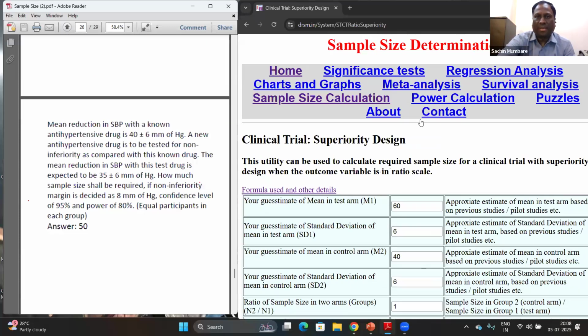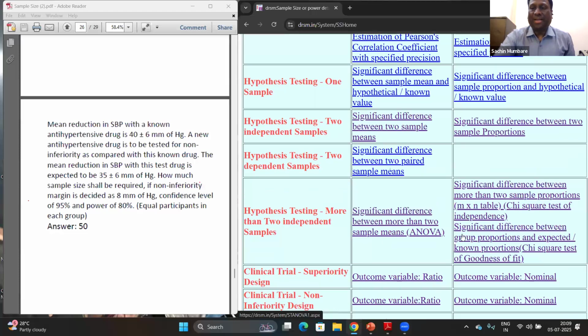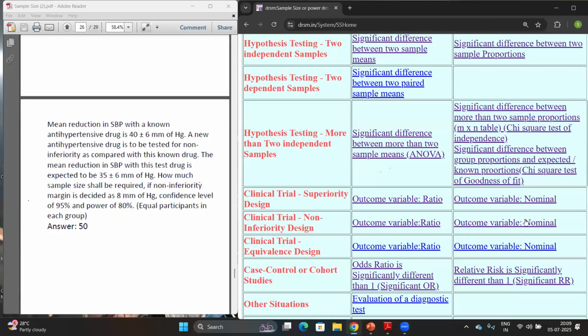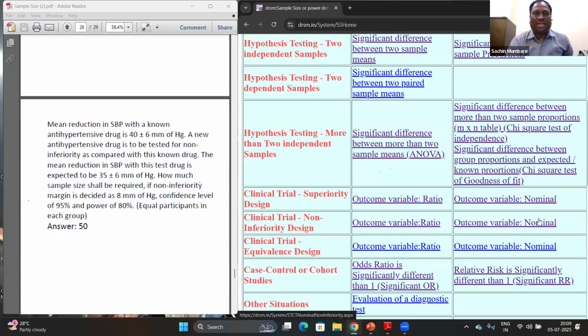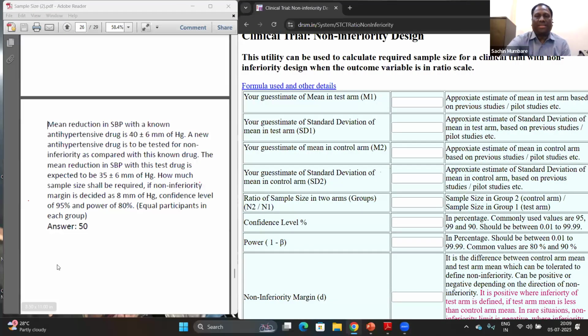Next example. Mean reduction in systolic blood pressure with a known antihypertensive drug is 40, for non-inferiority. Please read what is given in the next column; the details will help you in understanding the output. Which link will you use? Outcome variable ratio, non-inferiority design. Okay. What is your answer?